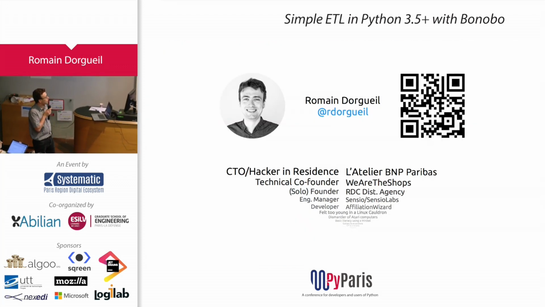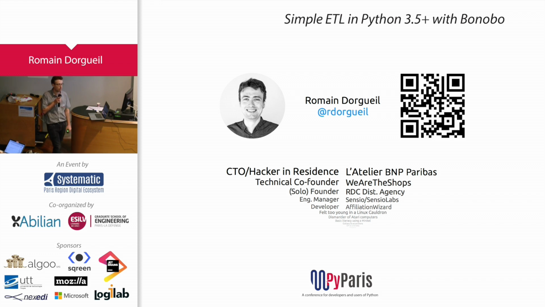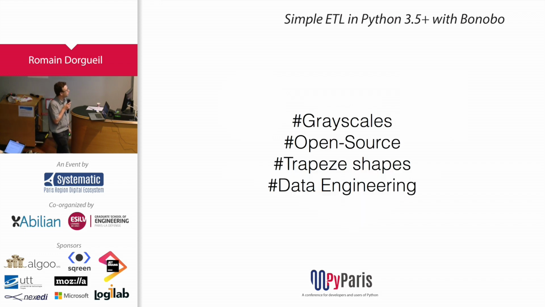I'm Romain Dorgueil. I worked in a lot of different companies, mostly involving web development, web engineering. I've been a developer, I've been a sysadmin. I created a few companies, and now I'm advising companies in 2 accelerators. Obviously, I like grayscales. I'm making open source. I had a little fun making trapeze shapes. And here we are going to talk about data engineering.